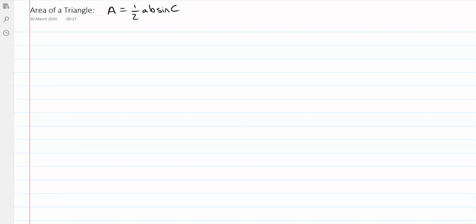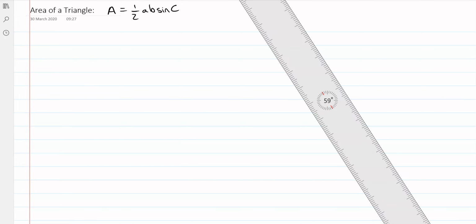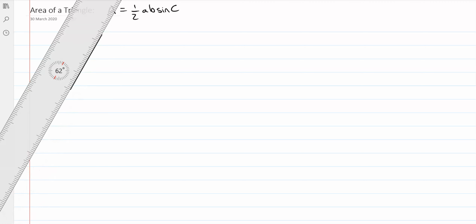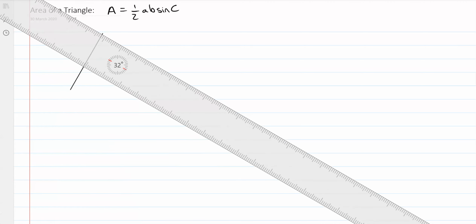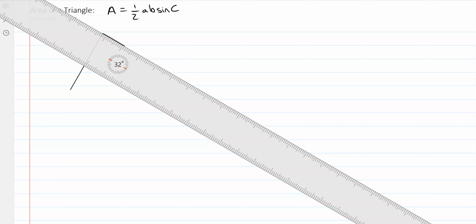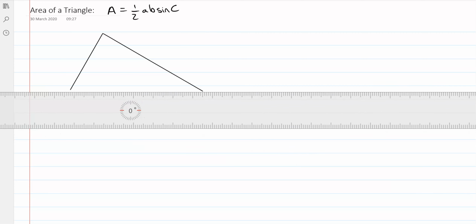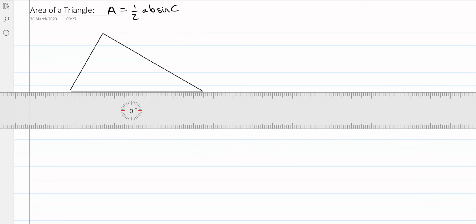Today we're going to look at a new formula for the area of a triangle. So we've come across quite a simple formula for the area of a triangle before. We'll just get a couple of triangles drawn. Our usual formula for the area of a triangle, which we learned a long time ago, hopefully, is half base times height.